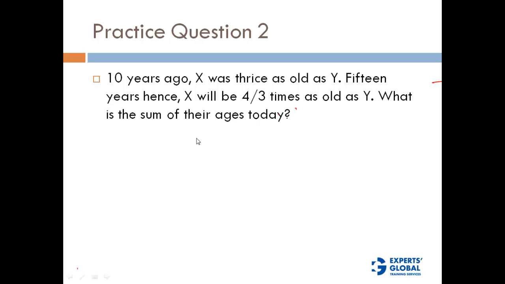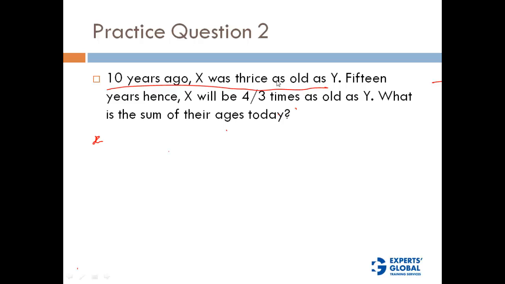So as you can see, we have two variables, age of X and age of Y, and we are asked to find out the sum of their ages. Once we figure out individual values of X and Y, we'll be able to find out their sum. So we basically need two equations because we have two variables. Let's say X is X years old today. How do we form the equations? We'll convert this information into equations.